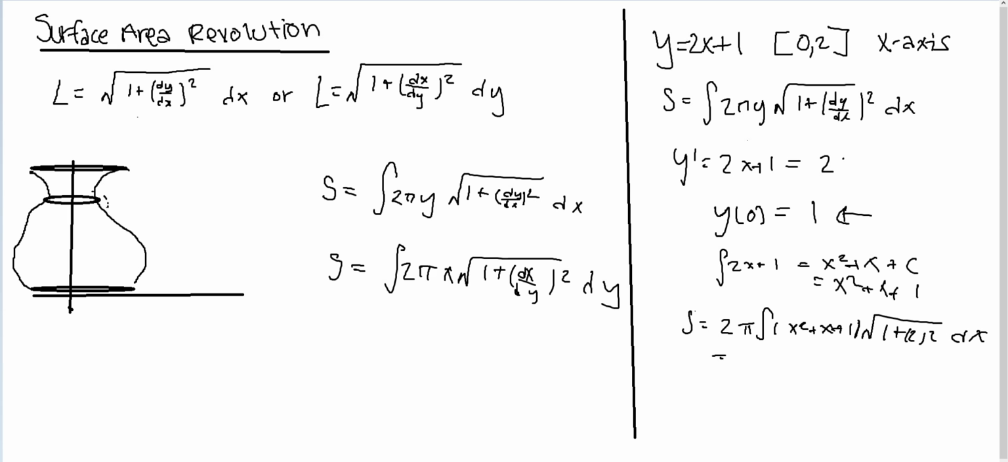And now this is going to give us 2 pi times the integral of (2x plus 1) times the square root of 5 dx. And this comes out, from 0 to 2, to equal 2 pi root 5 times 26 over 3. And that is the area of the surface of revolution.